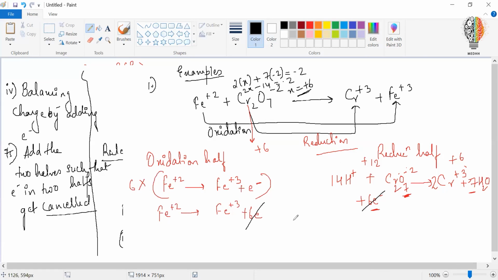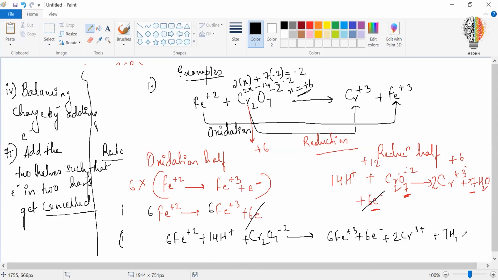Just cancel it out and then add it. So if you add it, what do you get? 6 Fe, you're going to multiply it by 6. So 6 Fe plus 2, plus your 14 H plus, your chromate ions minus 2, will give me 6 Fe plus 3 plus 2 chromate plus 3 ions plus your 7H2O.